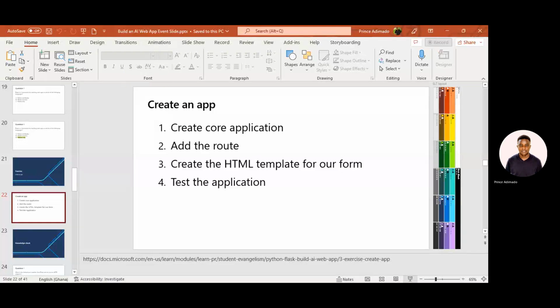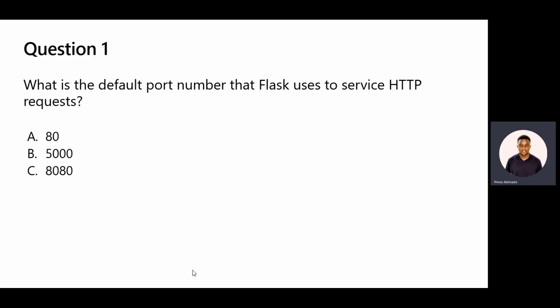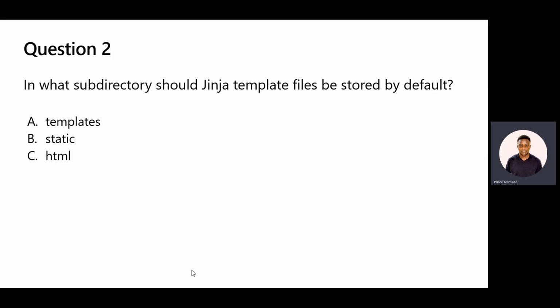We're going to come here to the knowledge check again. So what is the default port for Flask to serve HTTP requests? It was 5000. In what subdirectory will Jinja template files be stored by default? The templates folder. Flask uses the Jinja templating engine. So it's templates, right?